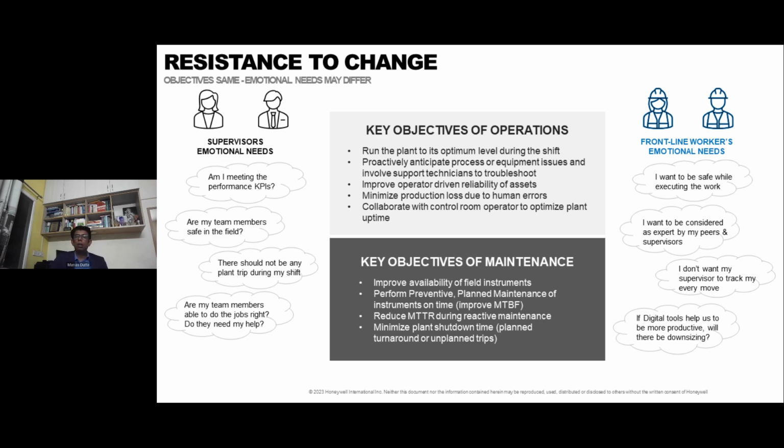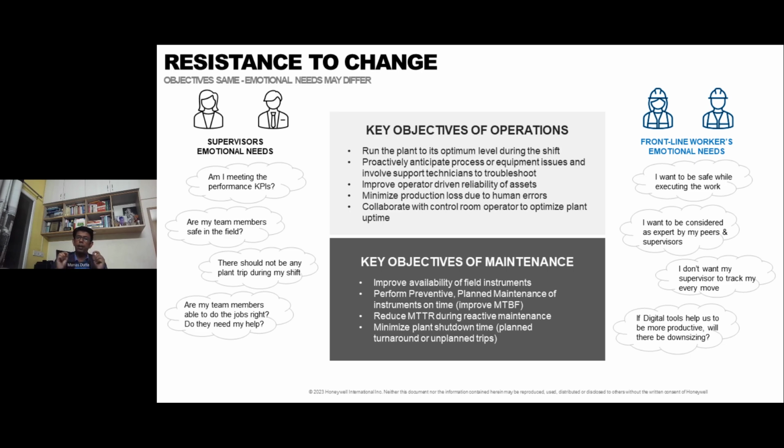Now, the resistance to change that we talked about in the previous slide, here I'm going to talk a little bit more about it. If you see the middle of the slide, on the left-hand side it's the supervisor, and on the right-hand side it's the field worker, operator or maintenance technician. The objectives for operations and the objectives for maintenance are mostly the same. They have a very common goal of improving the efficiency, avoiding downtime, making sure the plant is operating at optimum capacity. All those are common.